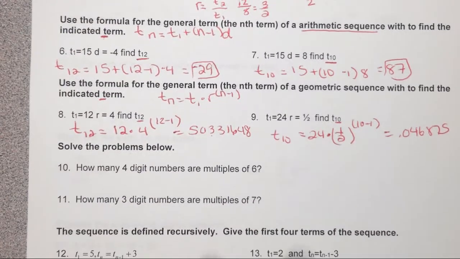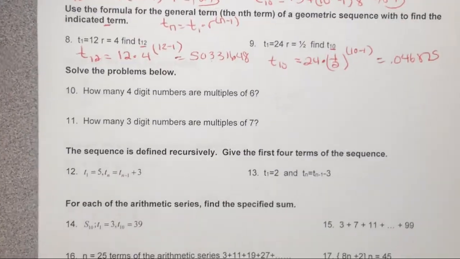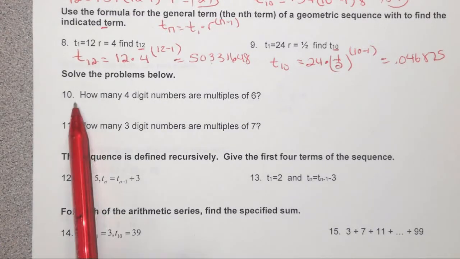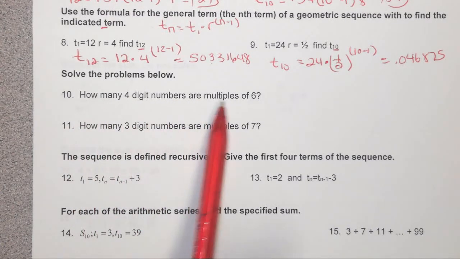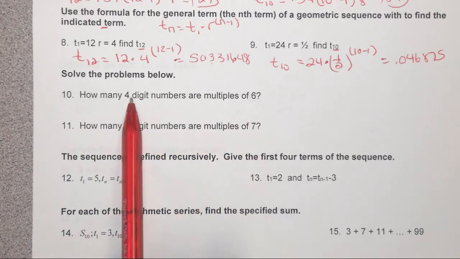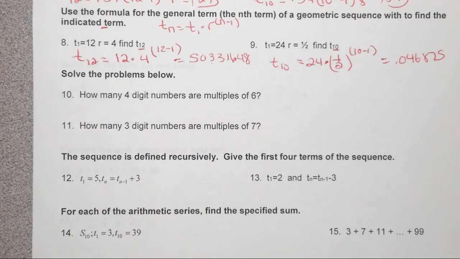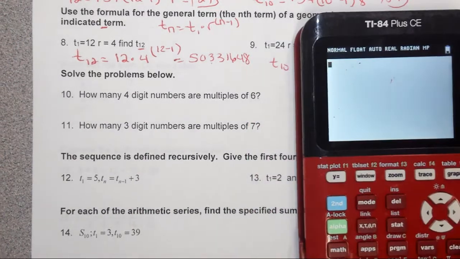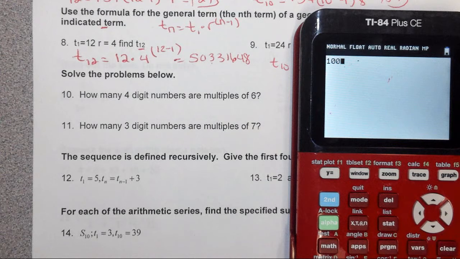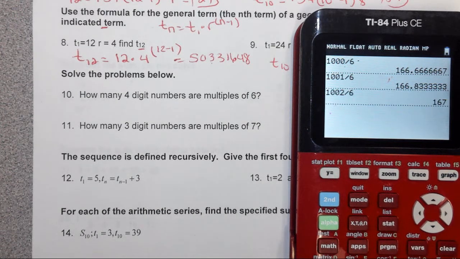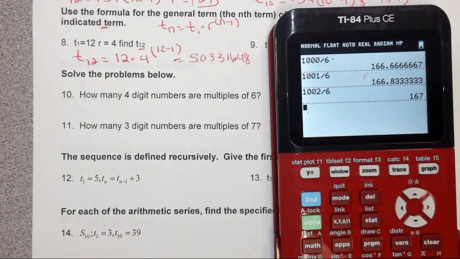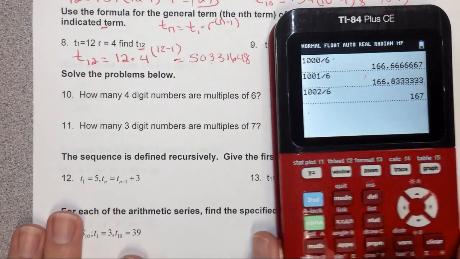Alright, that's it. Alright, number 10 and 11 usually give you a little bit of problems. So it wants to know how many 4-digit numbers are multiples of 6. So the first thing you have to figure out is what is your first 4-digit number. So my first 4-digit number would be 1,000, and I need to know if it's divisible by 6. So 1,000 divisible by 6. Nope. Now try the next one. 1,001 divided by 6. Nope. 1,002 divided by 6. There it is.